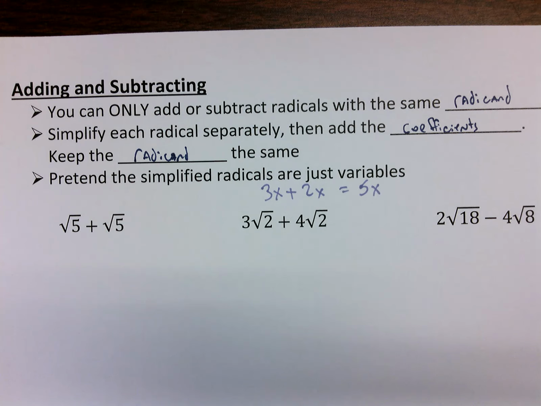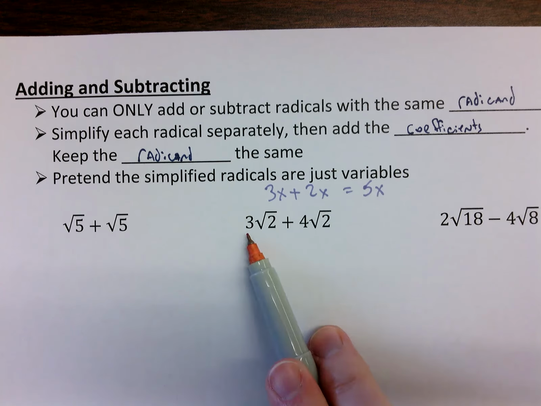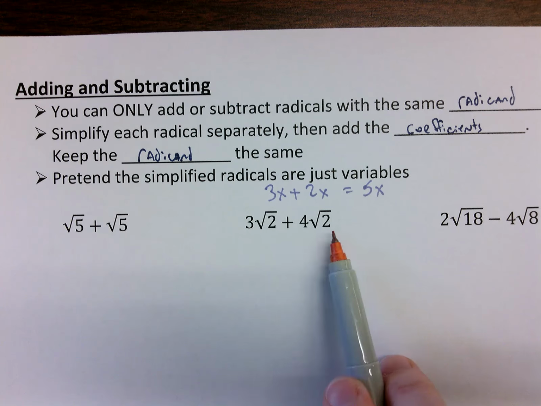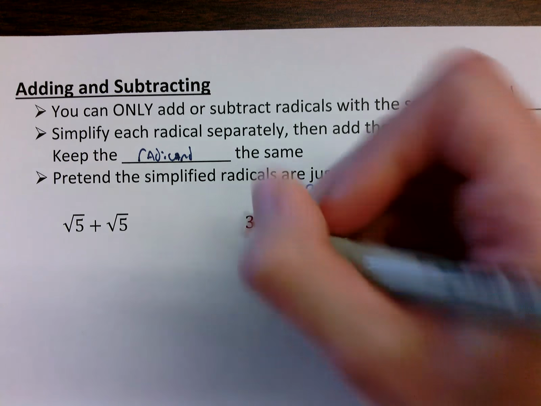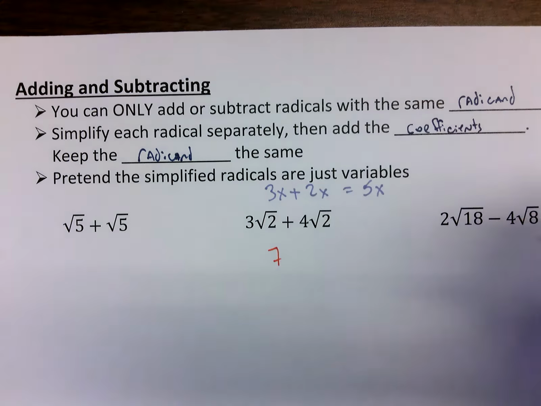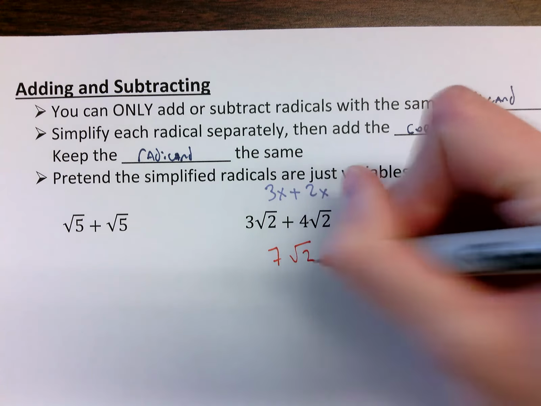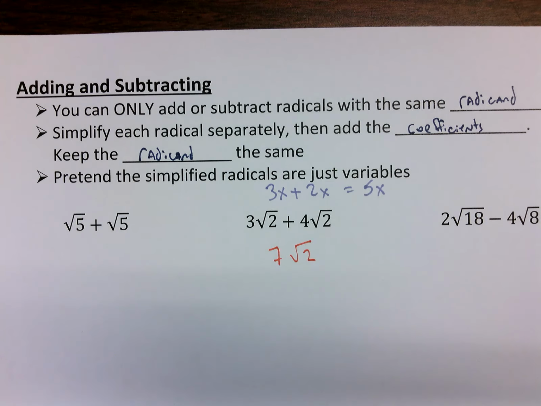So like, let's go ahead and jump to this middle problem. This middle problem right here, right? This is just like what we do if it was 3x plus 4x, right? You add the 3 and the 4 and get 7, and then you leave the radical part the same. Okay, so you leave it as a square root of 2. It doesn't become a square root of 4. You don't add those numbers. You just leave it the same.